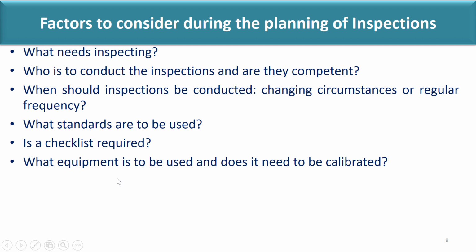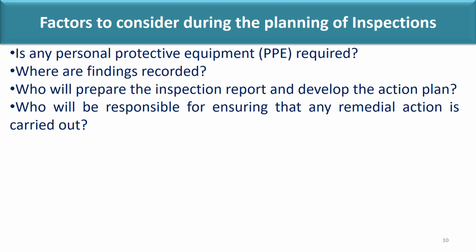Sometimes the equipment that we are using needs calibration. Is any personal protective equipment required? Where are findings recorded? Who will prepare the inspection report and develop the action plan? When we conduct the inspection, there may be non-conformities or findings. For this, we have to develop the action plan. In the action plan, there will be a time frame and a responsible party, and follow-up will also be there by the top management. Who will be responsible for ensuring that any remedial action is carried out?